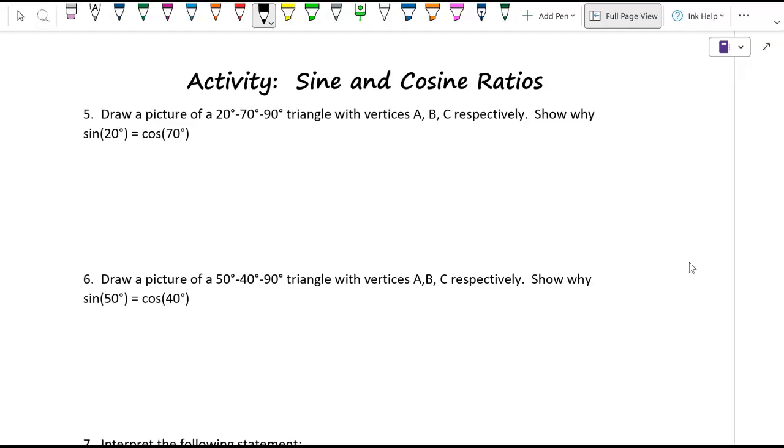Number 5 says, draw a picture of a 20, 70, 90 triangle with vertices A, B, and C respectively. Show why the sine of 20 degrees equals the cosine of 70 degrees. So if I draw a triangle here, it does not have to be to scale.